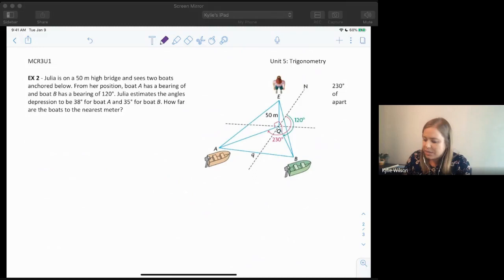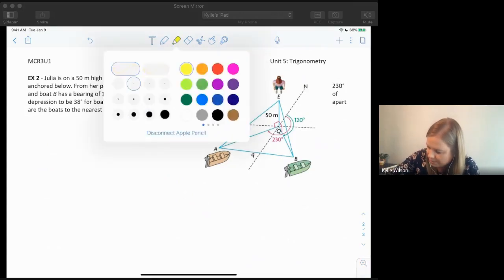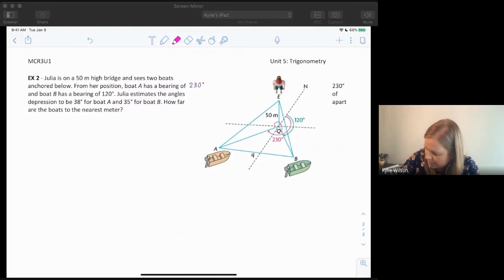So boat A has a bearing of 230 degrees. So that's this pink line here that goes from north and around 230 degrees. That's what that bearing means. Oh, it's just over there. Thanks, Ethan. I definitely didn't even see that. Oh, okay, great. So it's there. Thank you.